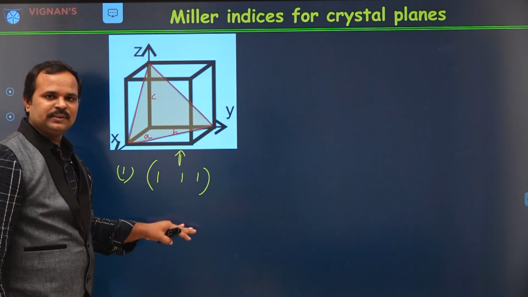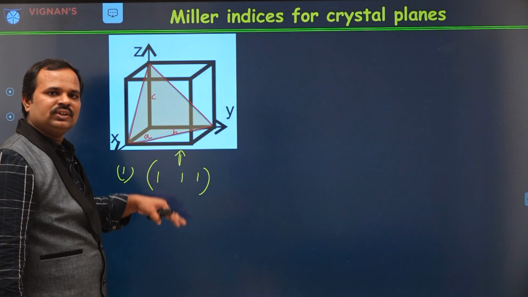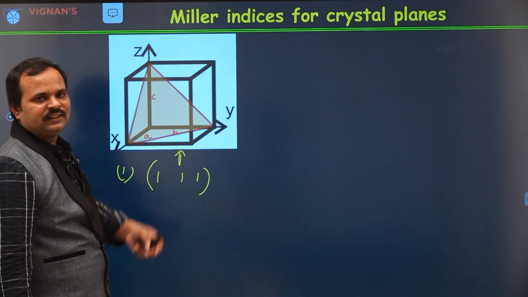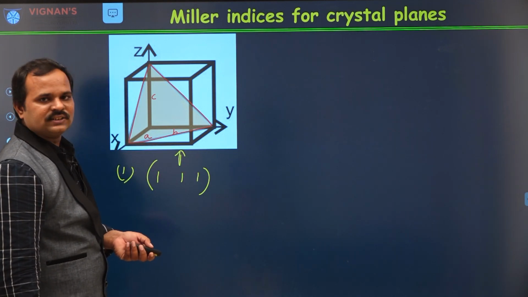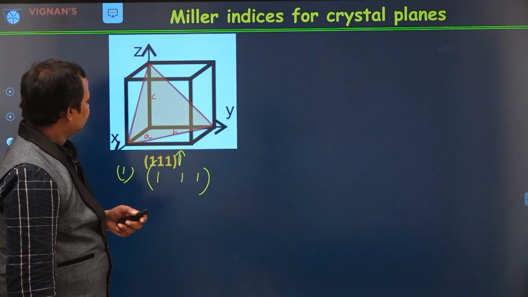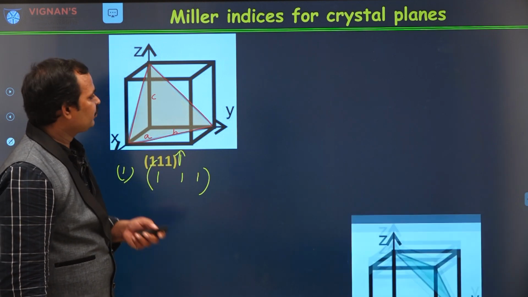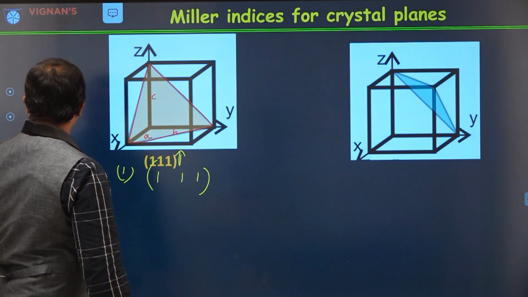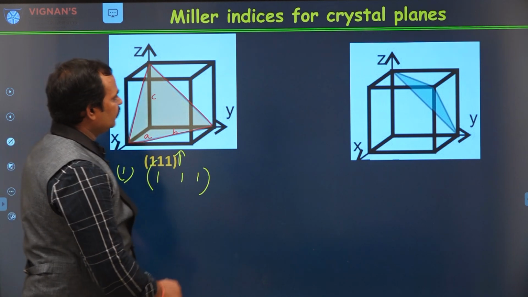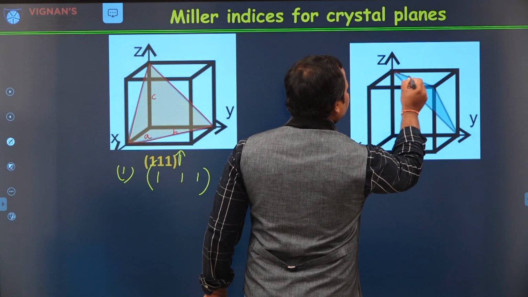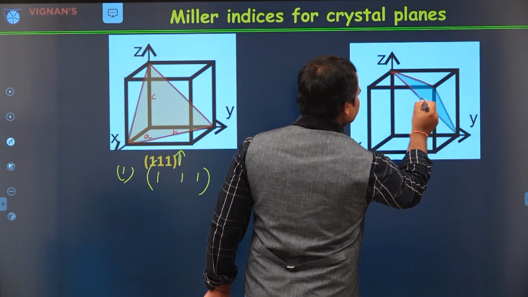I am not doing all the steps. By this time you might have understood. If you know the intercepts, you can directly write the Miller indices of the plane. Now this is the 1, 1, 1 plane. Now this is the plane, and this is important. This is the plane that we are interested in finding the Miller indices for.